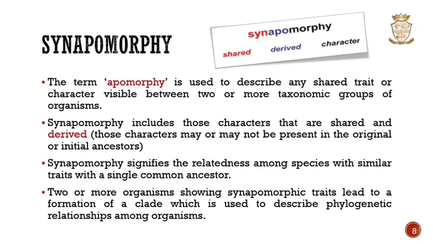Next is synapomorphy. The term apomorphy is used to describe any shared trait or character visible between two or more taxonomic groups of organisms. Thus, the term synapomorphy includes those characters that are shared and derived. Example: amnions.